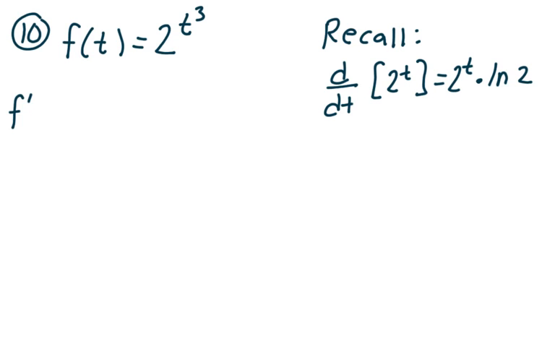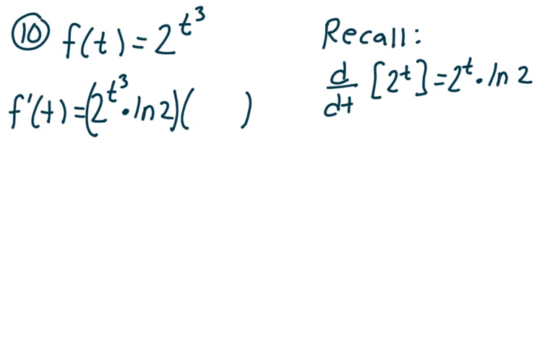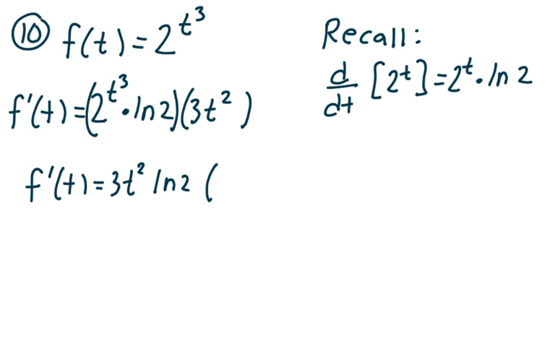So f prime of t, so if we do the chain rule, we get 2 raised to the t to the 3rd times natural log of 2, and I'm going to take that quantity and multiply by 3t squared, because that's the derivative of t cubed. And so f prime of t is 3t squared natural log of 2 times 2 raised to the t to the 3rd.